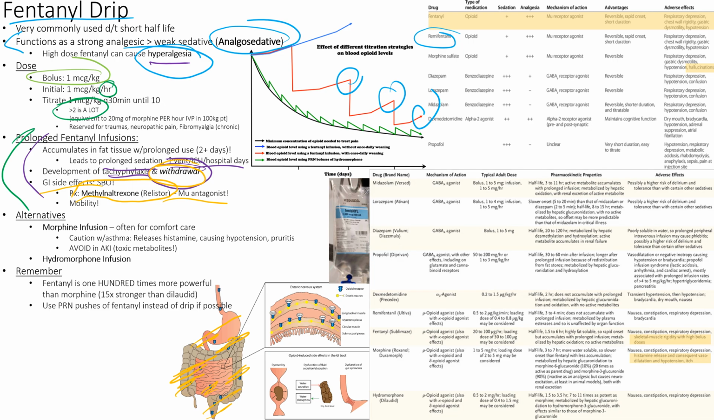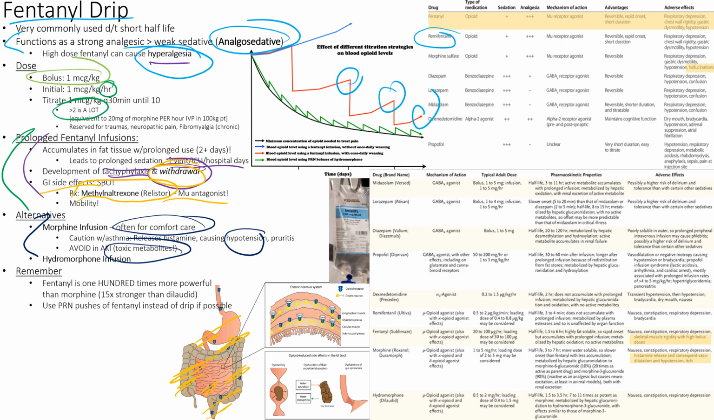Okay. So alternatives to a fentanyl infusion. We can use a morphine infusion, but again, this is really for comfort care because it has the side effects of what? Not so much anaphylaxis, but it has allergic side effects. It causes histamine to be released, and that can cause pruritus and inflammation, but also hypotension, which is not great for someone who's in a shock state in the ICU. As we mentioned, it has toxic metabolites that can build up in AKI and kidney insufficiency.